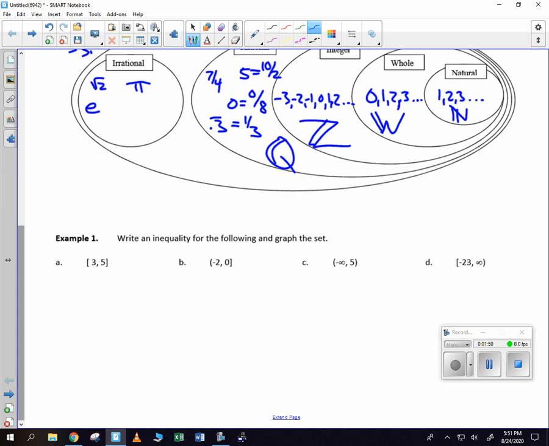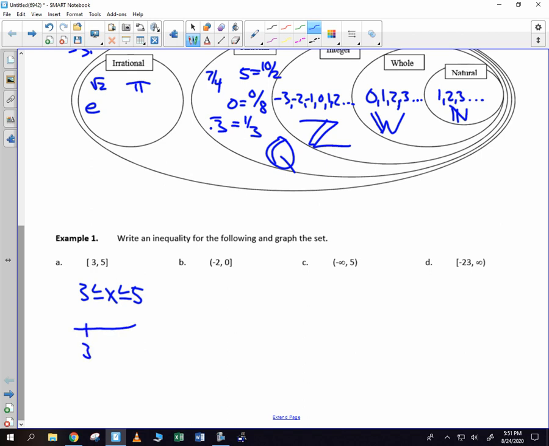We're going to just look at different ways of writing sets of numbers. We have 3 to 5, so as we write it as an inequality, it would be 3 is less than or equal to x, which is less than or equal to 5. Because you have the brackets, we use the equal sign. If you were to graph it, it would just be 3 and 5, closed circle, arrow between.